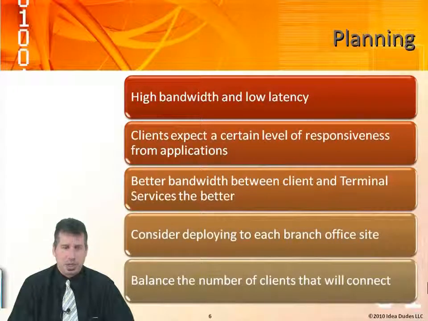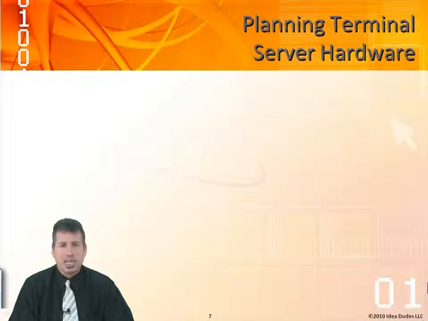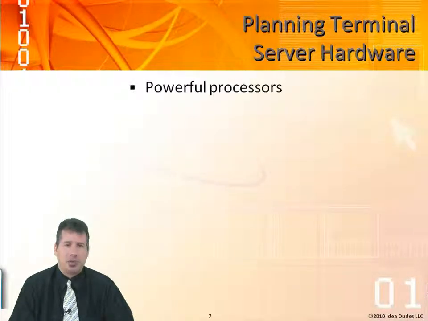Look at the number of clients that will connect, and you need to gauge how many clients. So what you'll do is you'll create a baseline. The baseline is showing us, hey, this is under normal conditions. Then we can compare the actual results of our monitoring to the baseline to find our bottlenecks. So planning terminal server hardware, you need powerful processors, quad cores. They're actually coming out with a 16 core.